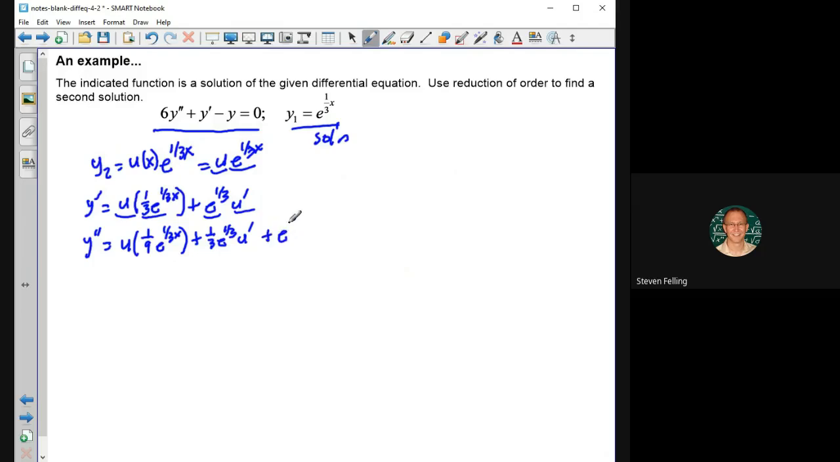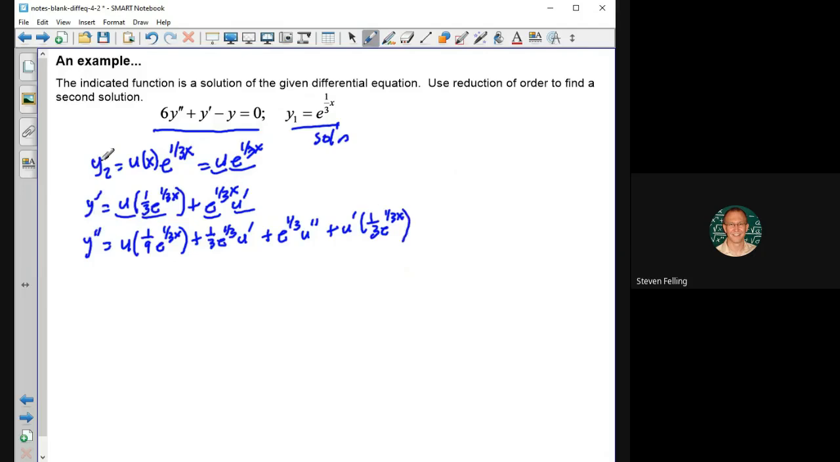And now I have to do the product rule for this term. So I've got first, which is e to the 1/3 x, times derivative of the second. So the derivative of the derivative would be the second derivative, so u double prime, okay? And then I'll have second, which is u prime, times the derivative of the first, which is 1/3 e to the 1/3 x. Okay, so now I have y prime and y double prime.